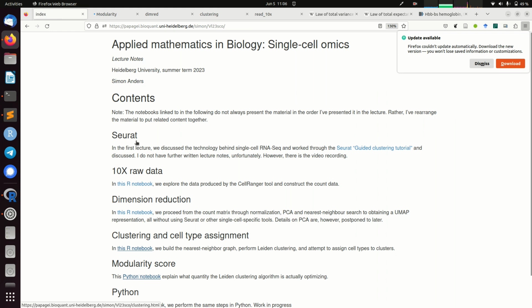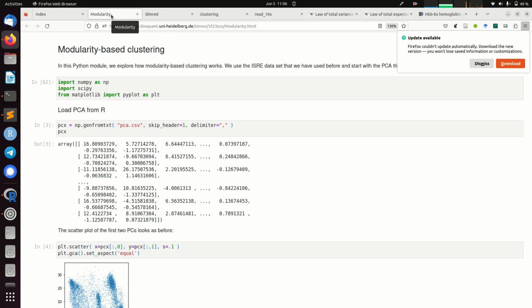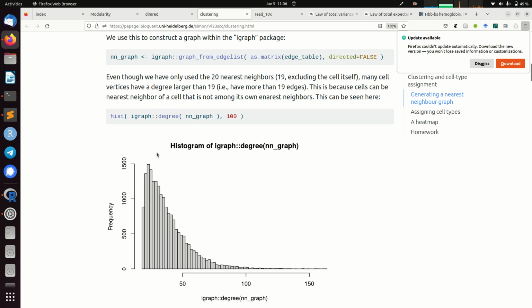In clustering, the edges are connections to the 20 nearest neighbors. So we start off making each cell a graph vertex, and then we connect each cell with its 20 nearest neighbors in PCA space. Important to notice here, if you look at this histogram of graph degrees, is that each cell has at least 20 edges, but many cells have much more than 20 edges. How come? Because typically edges are not always mutual. Only because cell A is among the 20 nearest neighbors of cell B doesn't mean that cell B is also among the 20 nearest neighbors of cell A. Because of this, many cells have more incoming neighborhoods than outgoing neighborhoods, but because we make an undirected graph, so we forget about who was closest neighbor to whom, we get this.